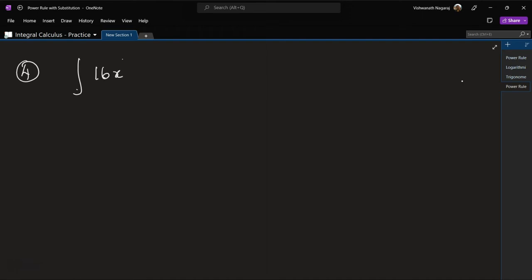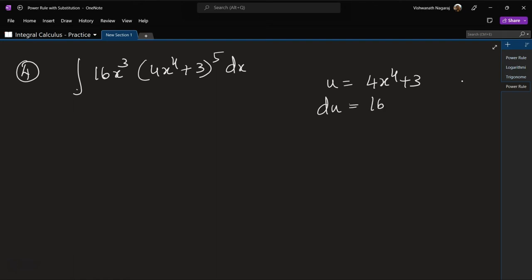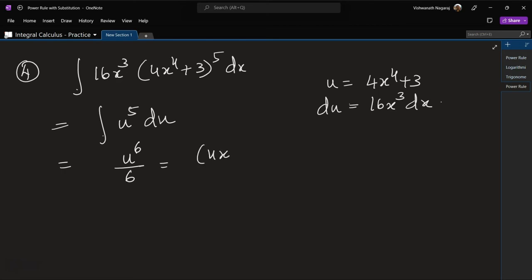Okay, fourth one, integral of 16x^3 (4x^4 + 3)^5 dx. So again, u is equal to 4x^4 + 3. So du will be 16x^3 dx. So integral of u^5 du, which gives us u^6 by 6, which becomes (4x^4 + 3)^6 by 6 plus c.